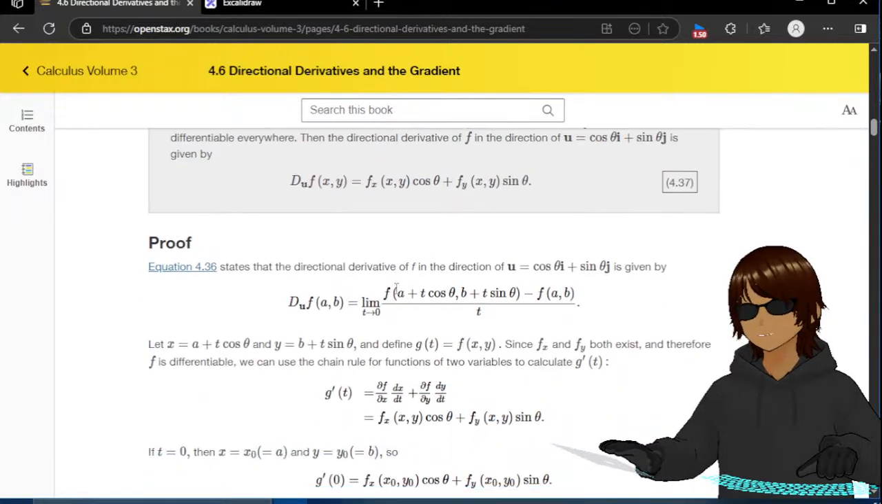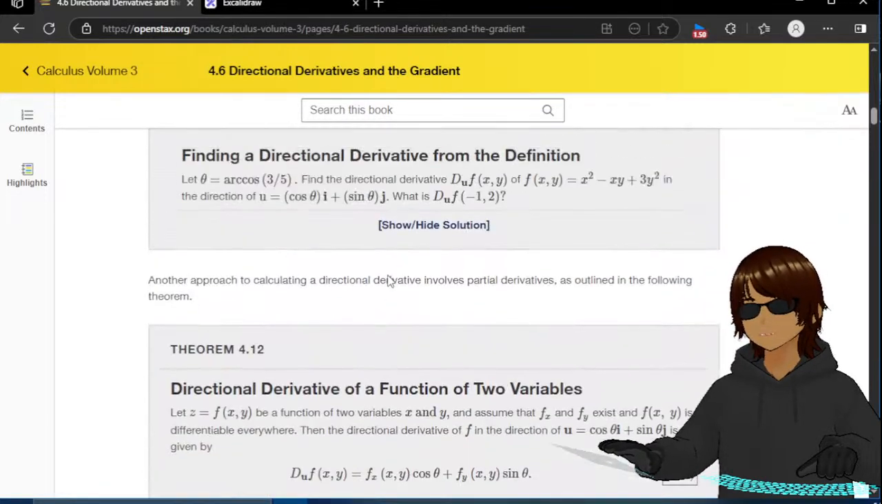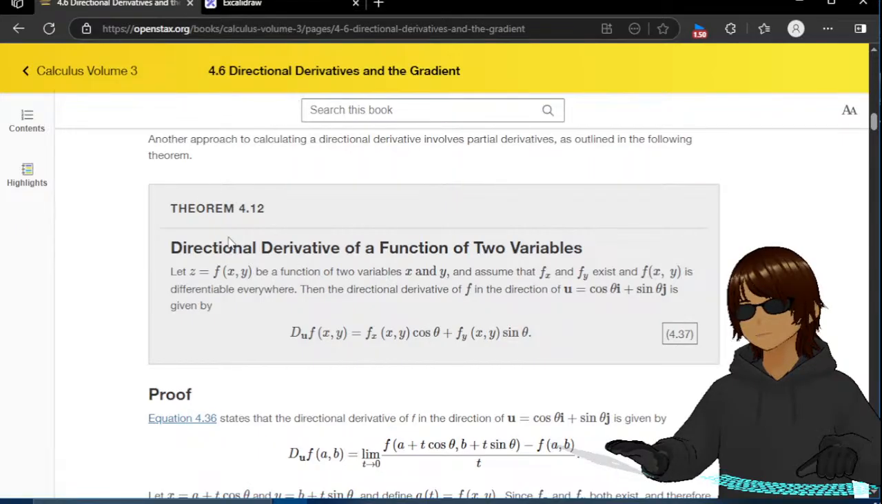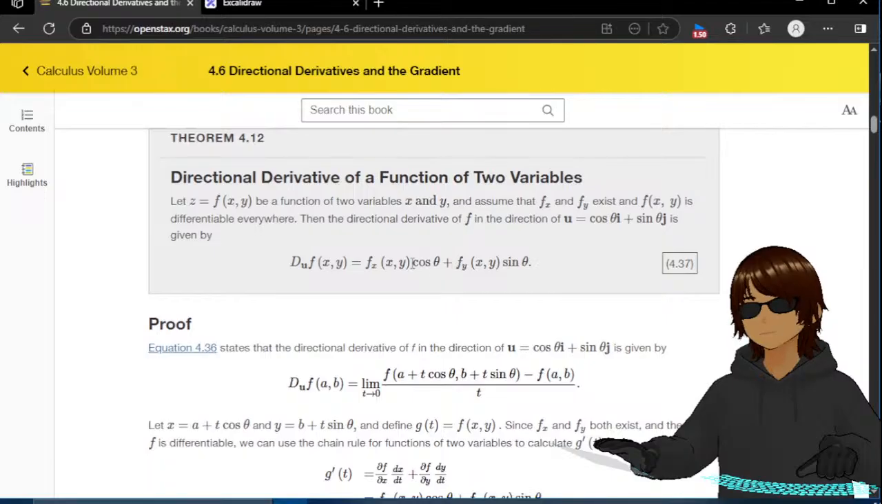I did the exercise in the last stream, so I'm not going to be doing it this stream. Directional derivative of a function of two variables.